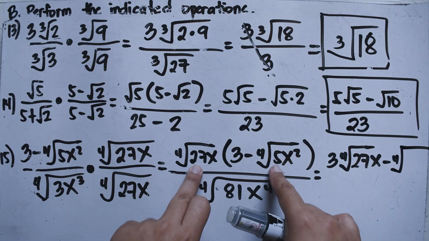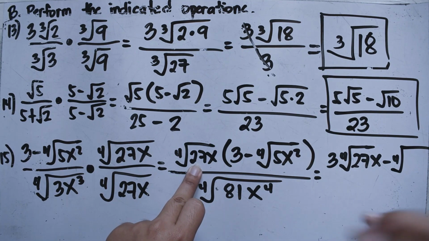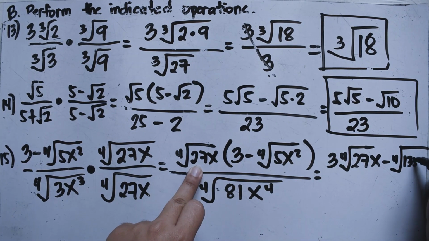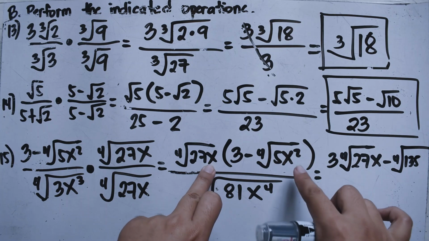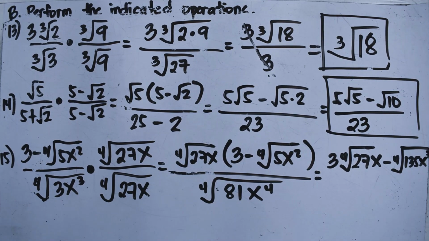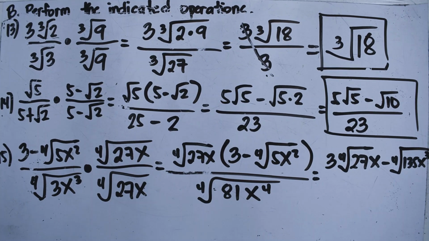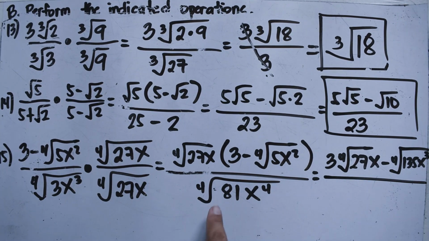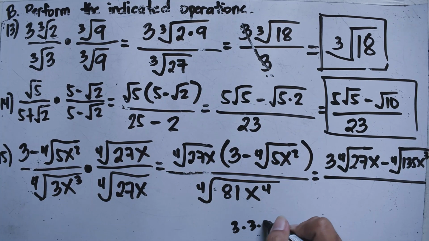So 27 times 5 is 135. And then x times x squared, ina-add ang exponent, so we have x cubed. Kita pa ba? X cubed yun. And all over, so we have fourth root ng 81. Alam natin yan kanina, 3 times 3, kaya nga kinumpleto natin siya. So 3 times 3 is 9, times 3 is 27, times 3 is 81.